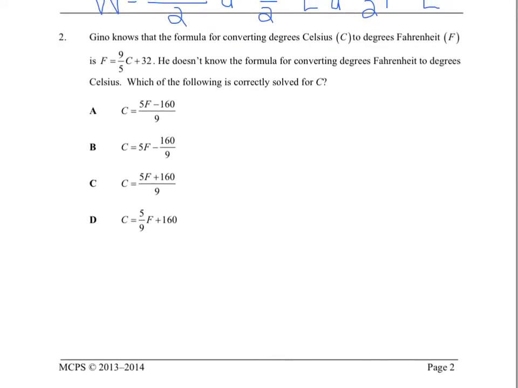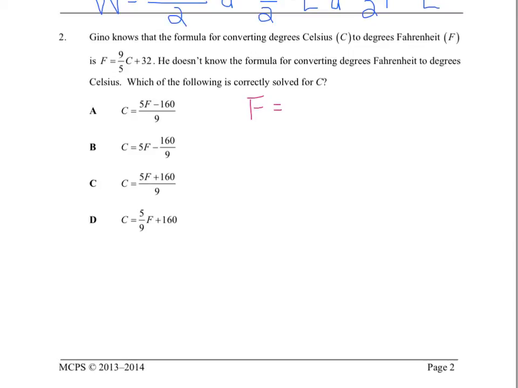Moving on to question number 2. Gino knows the formula for converting degrees Celsius, C, to degrees Fahrenheit, F, is F equals 9/5 C plus 32. He doesn't know the formula for converting degrees Fahrenheit to degrees Celsius. Which of the following is correctly solved for C? So again, this is a literal equation.